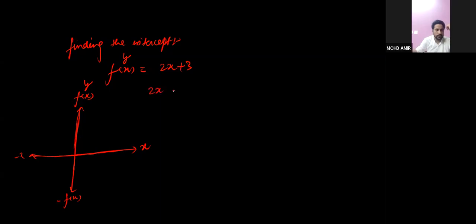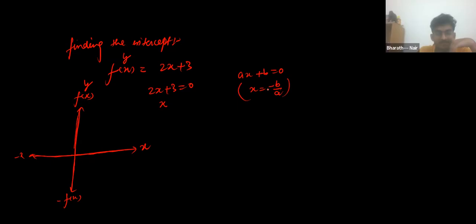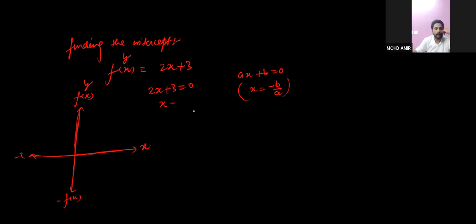So 2x plus 3 is equal to 0. And we know that for a linear function, if ax plus b is equal to 0, then x will always be equal to minus b by a. Do we know that? Yeah. So here x will be equal to negative 3 by 2, and that is our x-intercept. If we have an x here, then we will get an x-intercept, otherwise we will not get it.